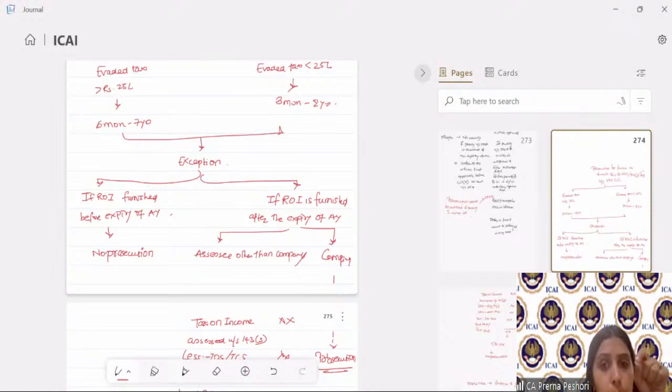So for the legal representative, when a person dies, all the income will be assessed in the hands of the legal representative. The assessment will happen in the hands of the legal representative. Is that clear? Any doubt?